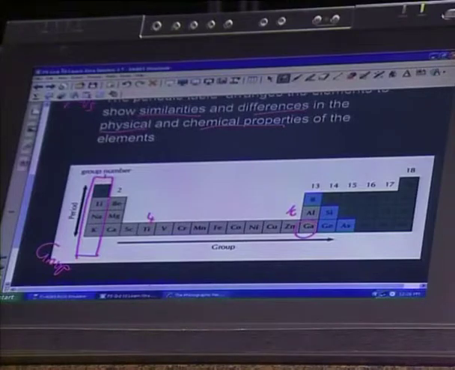Now, that might seem a little strange, but the reason that we've got it is that's the way it is. People have discovered there are trends, there are patterns to follow. And so we've put things that have similar properties in the same group. I'd like you just to have a look at what these elements look like.